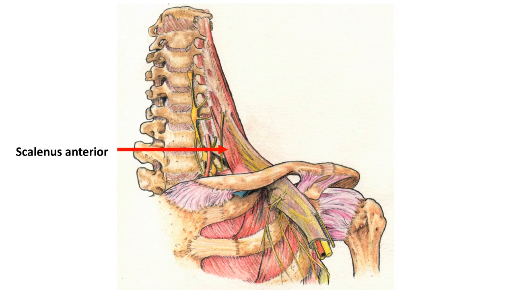You can see the scalenus medius muscle, which arises from the posterior tubercles of the transverse processes of the lower 6 cervical vertebrae. It descends along the side of the vertebral column and is inserted by a broad attachment into the upper surface of the first rib between the tubercle and the subclavian groove.